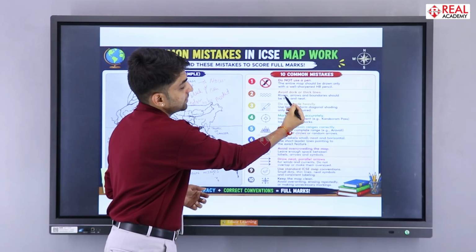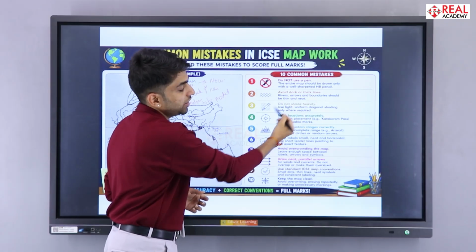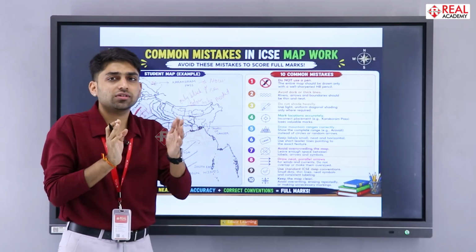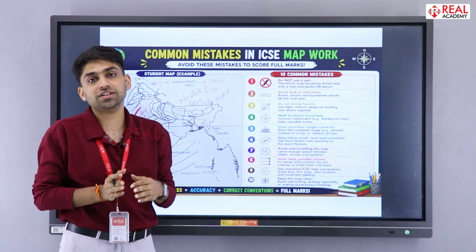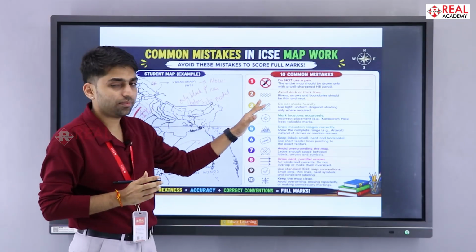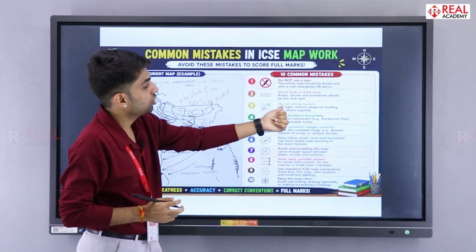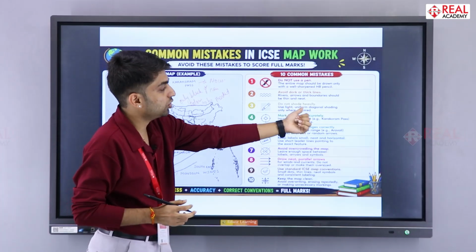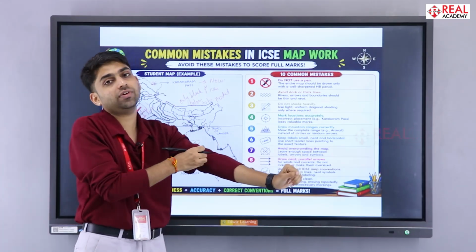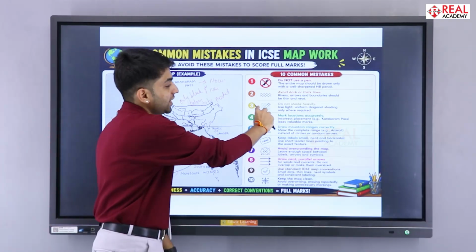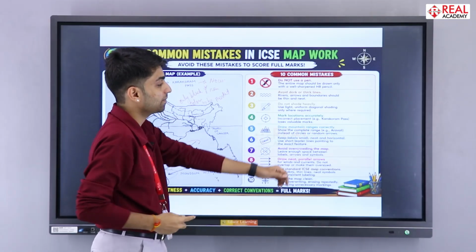Avoid dark or thick lines. Rivers, arrows and boundaries should be thin and neat. Do not use a thick pencil. Use an HB pencil which is in a very perfect condition. Do not shade heavily. Use light, uniform diagonal shading only where required. Even for shading, use this kind of shading. Do not go for scribbling.